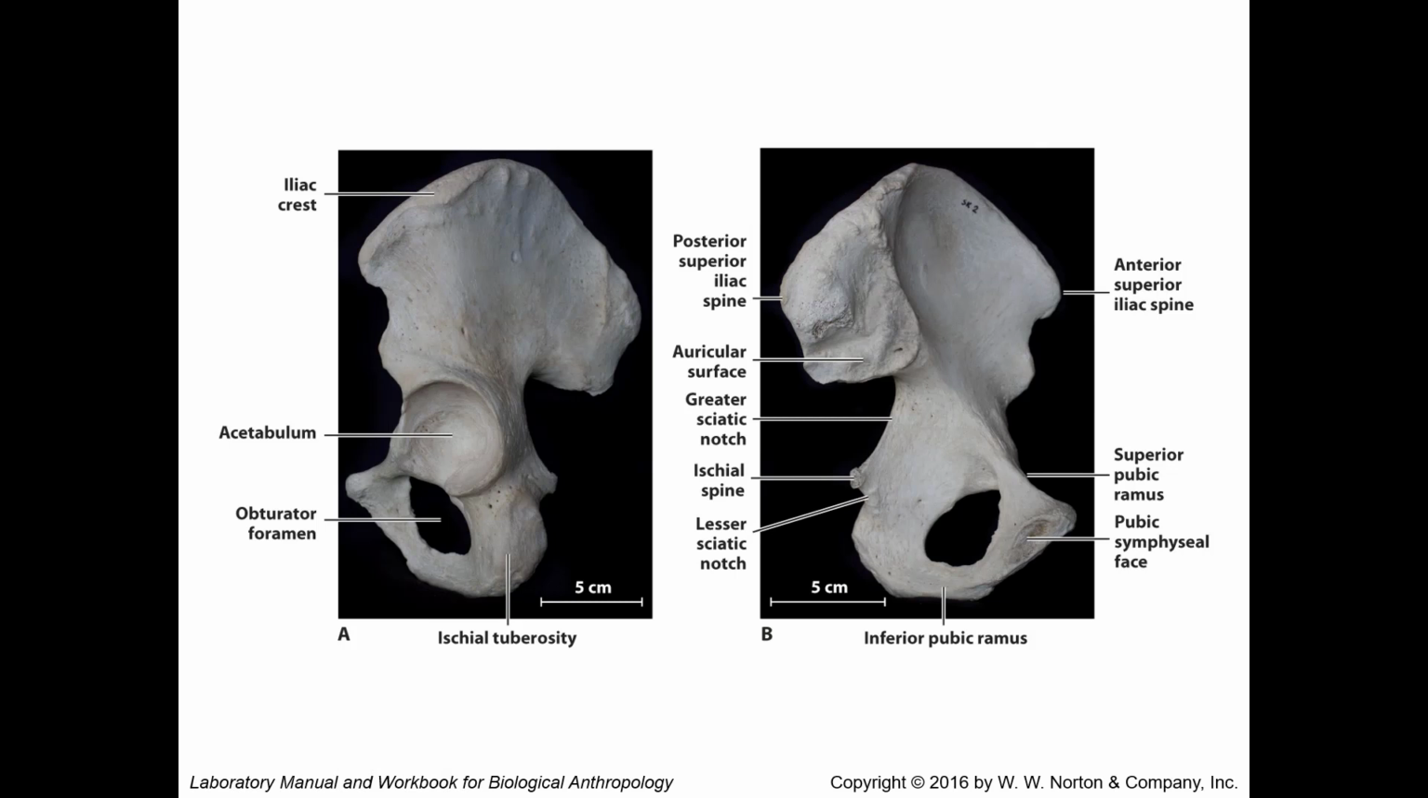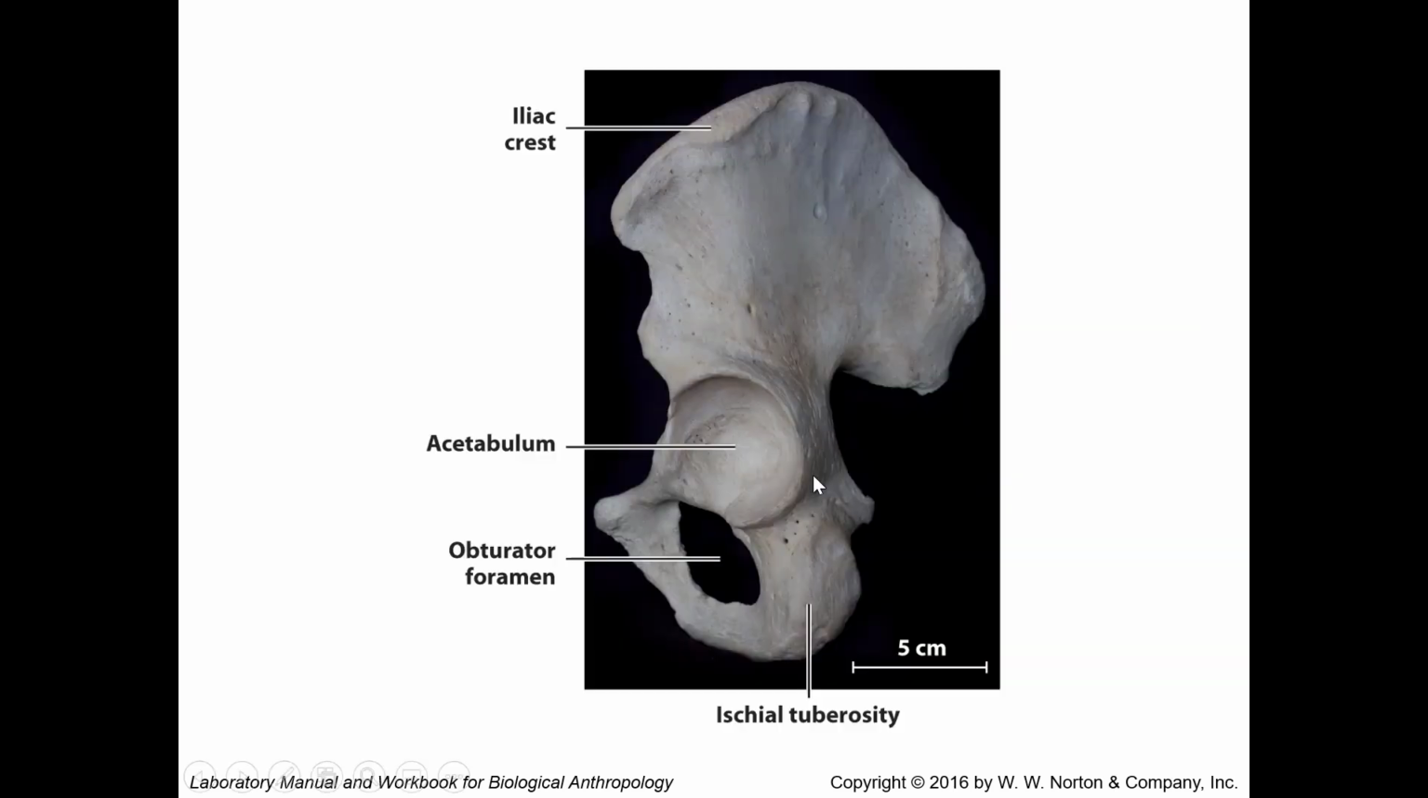Then after that, the large rough area of bone just below the lesser sciatic notch is called the ischial tuberosity. And I don't think you can see it very well here. Right here. So the ischial tuberosity. It forms the posterior-inferior corner of the pelvis, and it is an attachment point for several leg muscles.